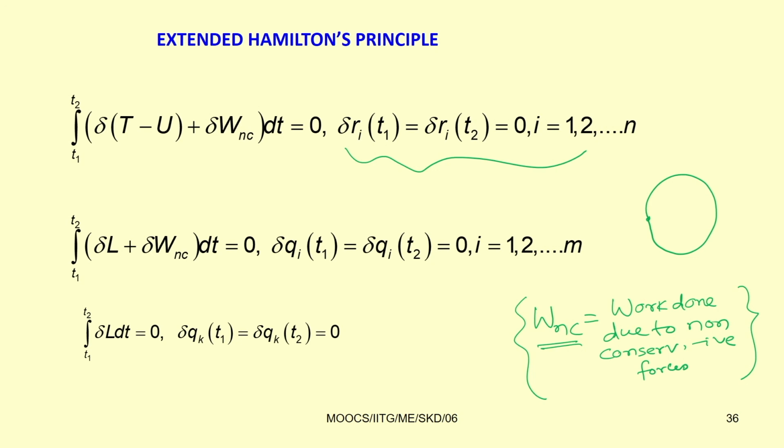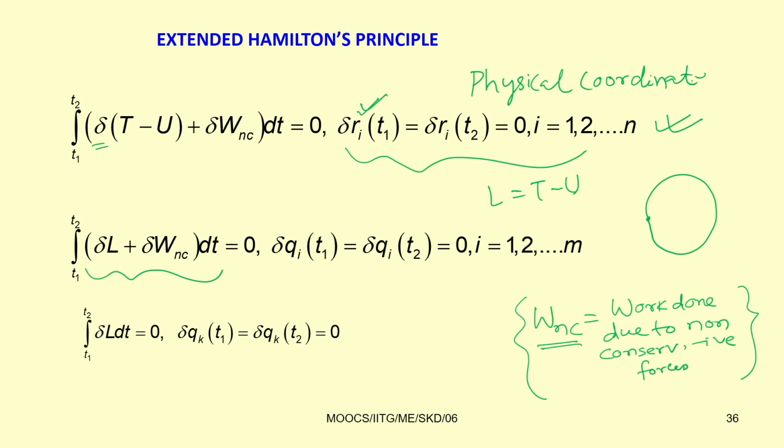Writing L equal to T minus U, one can write this equation in this form also: integration from t 1 to t 2 of delta L plus delta W n c dt equal to 0, where delta is the differential operator. So this is the extended Hamilton principle. Here r I is written in terms of the physical coordinate system. You already know the physical coordinate system: r I is the physical coordinate and q I is the generalized coordinate.